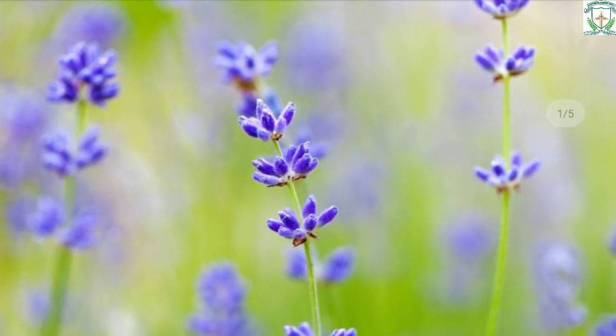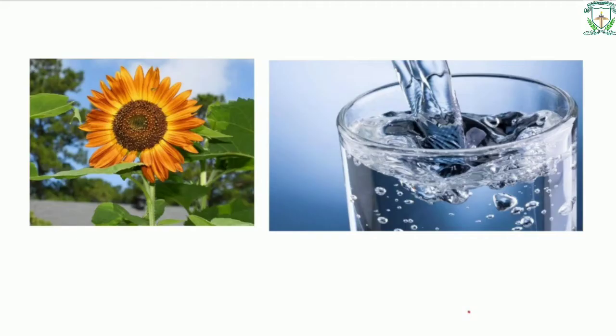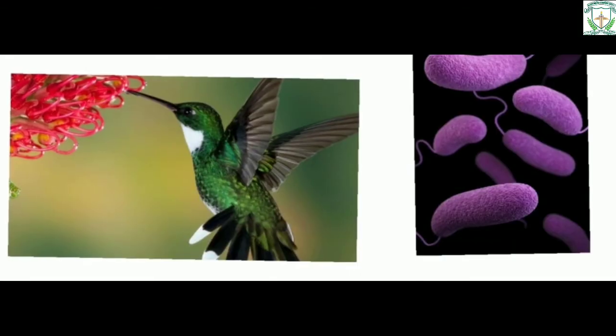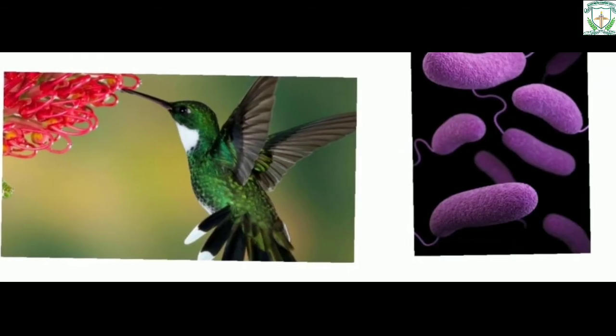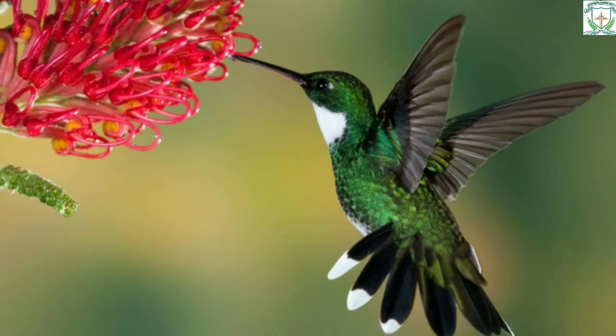Children, before going to the topic, look at these pictures. First picture is a sunflower plant and water. Then books, a bird and bacteria. Children, is there any similarities between these things or any difference between these things?